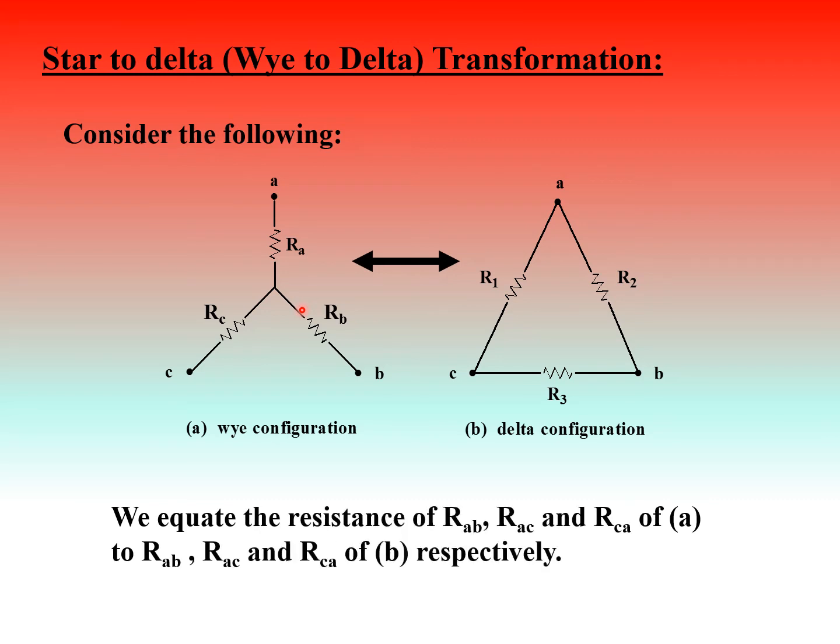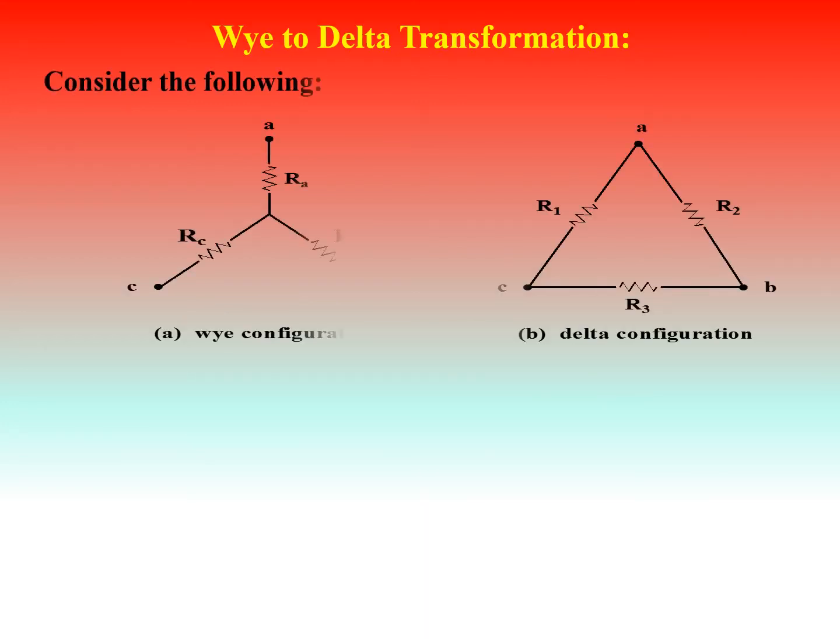Let us see. Actually to convert from here to here, we have to equate the resistance between these 2 points A and B, and we have to equate that resistance to the resistance between terminals A and B here. And similarly between A and C, we have to find the resistance and equate it with the resistance between A and C here. That is the procedure generally. Now let us see how to convert from star to delta or delta to star.